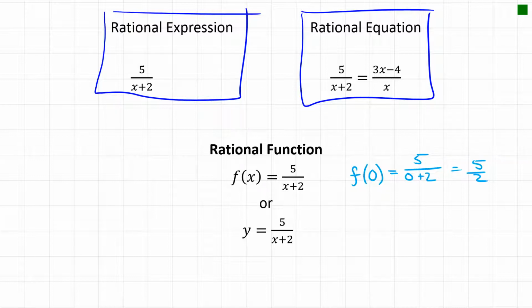What we often do is replace f of x with y. You're used to seeing lots of equations like y equals 3x plus 6. So this is another way to write a rational function. But what's really important is that a function is a relationship between two variables, like f and x, or y and x. So the value of the function depends on what the value of x is.